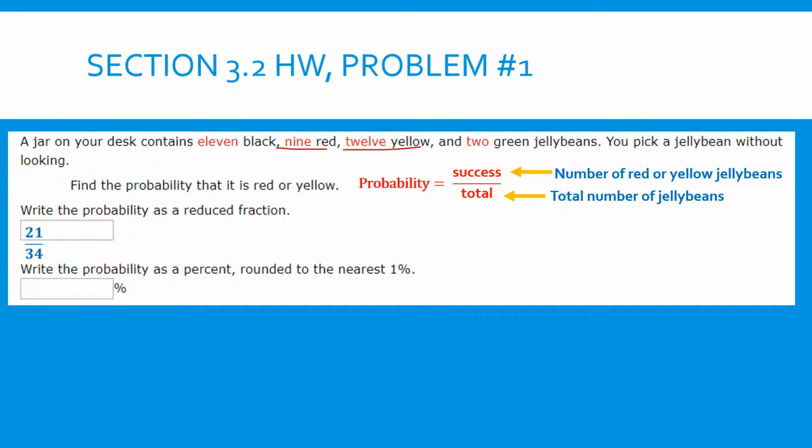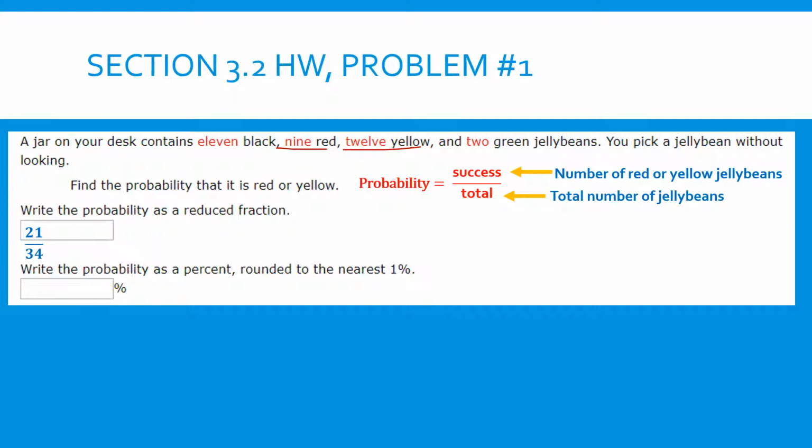What that means as a reduced fraction is you want to check and see if there's any number that goes into the numerator and the denominator. Is there any number that goes into 21 evenly and 34? No. 3 goes into 21, but it doesn't go into 34. 2 goes into 34, but it doesn't go into 21. So you're done.